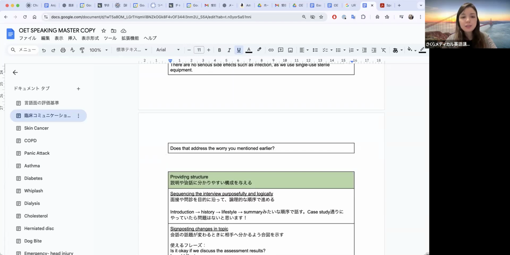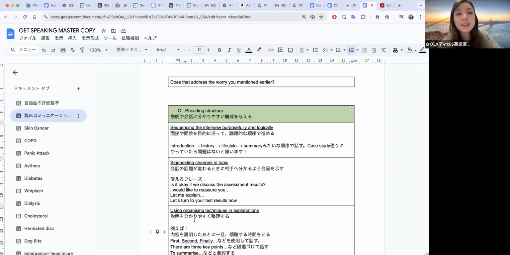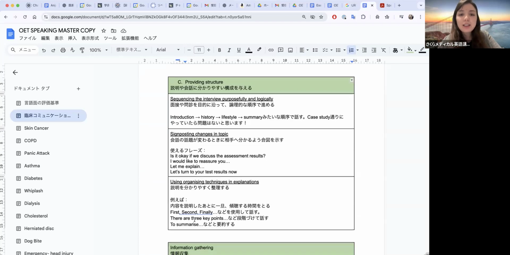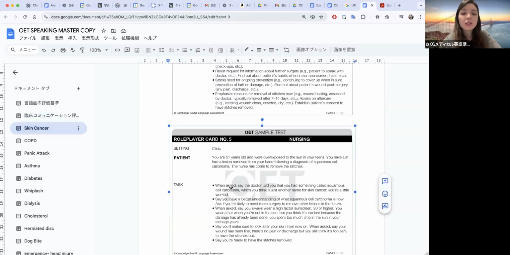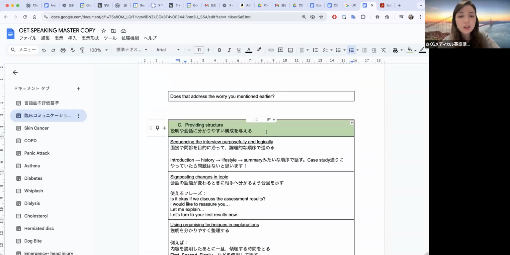Next one, C, providing structure. This is important because if you don't provide any structure, the role play is going to go on forever, and so are patient interviews. So we must provide structure. I am sure that you're a pro at this already, but I'm going to explain it in terms of the OET marking criteria. So, sequencing the interview purposefully and logically, like introduction, history, lifestyle, summary, that sort of thing. If you're following dot point by dot point, it should not be an issue most of the time.